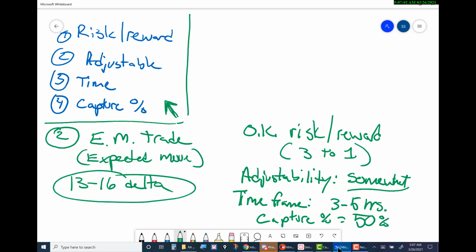This is a good middle of the road. As you know, every single trade has a pro and a con. There is no approach here that is a panacea of all upside and no downside. And so this is a good middle of the road trade. I do like the expected range type trades, the expected move trades.